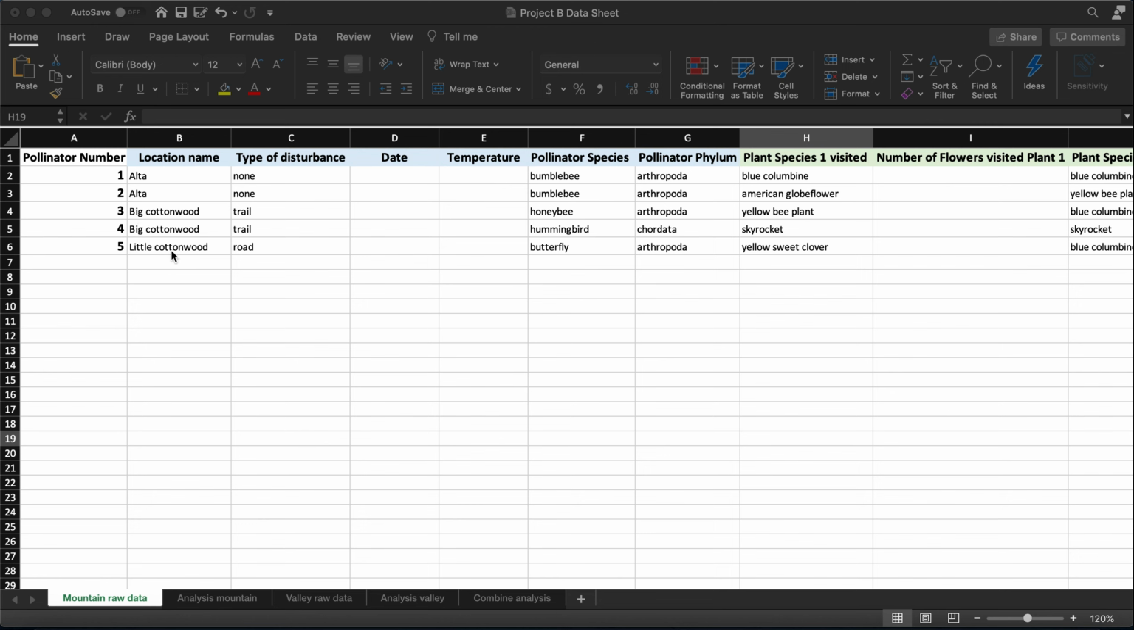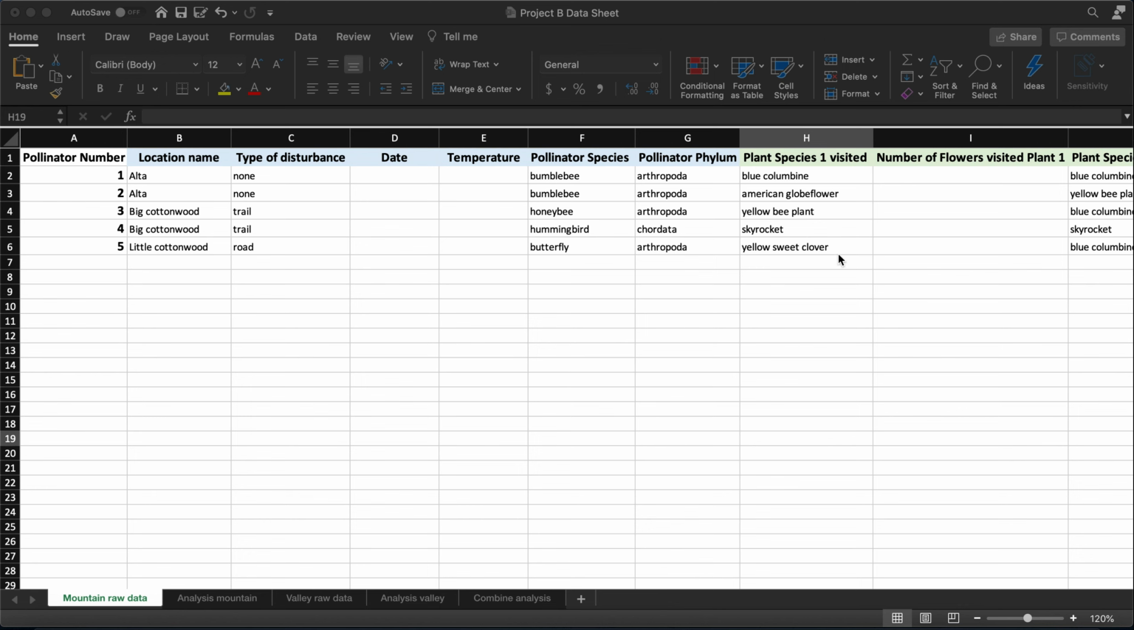and then you're gonna see here a location name. So my location names are pretty general. Yours should be a little bit more specific, but it's just to give you an idea. Okay, if you saw any type of disturbance, make sure that you note that: trail, road, or there was none. Okay, you put your day here. You can actually go back in time on the day and place that you were and find the temperature.